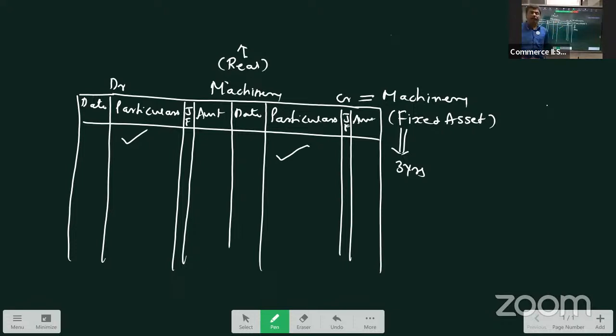Apart from that, whenever we are providing depreciation, remember all fixed assets lose their value year after year due to several reasons that I told you yesterday. So that depreciation has to be deducted from the value of machinery, so depreciation also will be written on the credit side. This is a simple funda you follow while preparing machinery account. If you purchase machinery, write it on the debit side. If you sell the machinery, write it on the credit side. And whatever depreciation we provide, write it on the credit side.